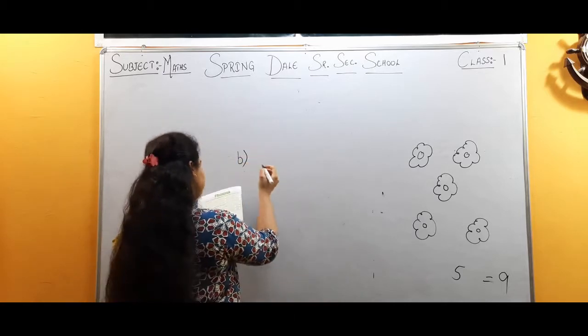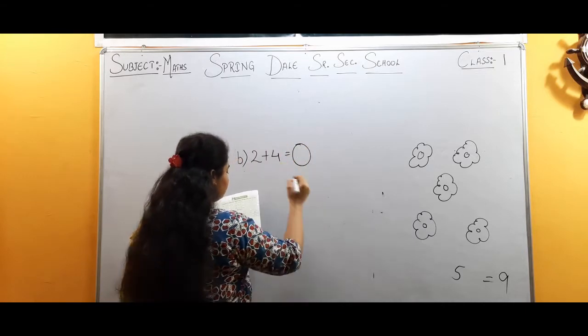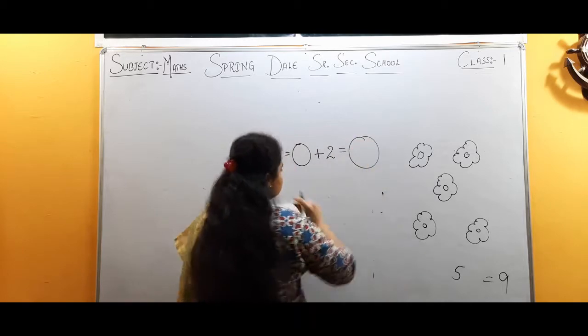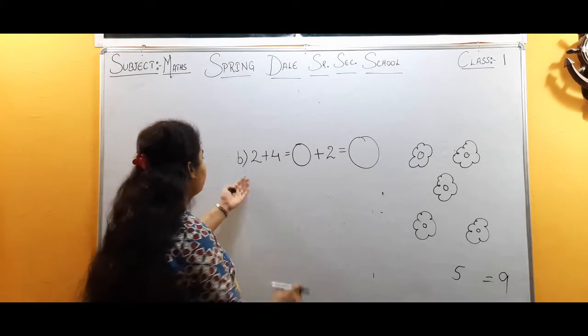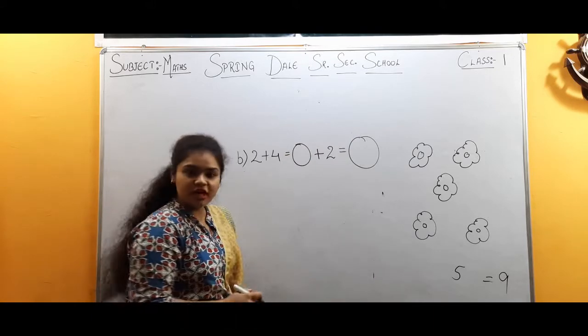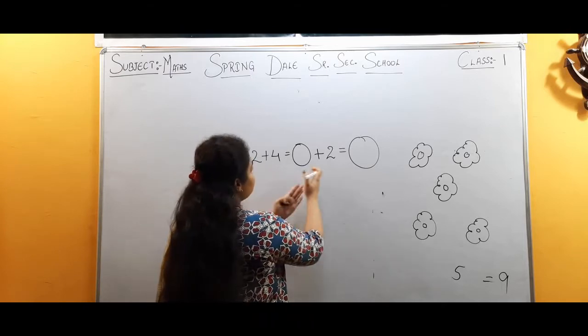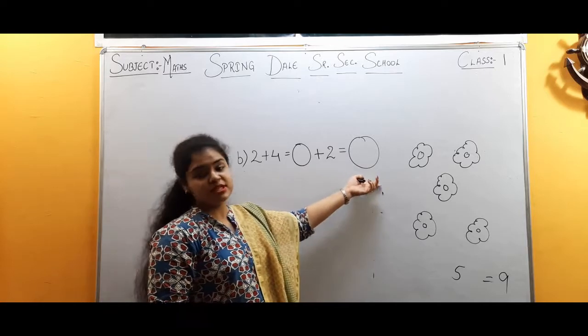We will just see. 2 plus 4 equals to one big circle, then plus 2 equals to one more big circle. Now what we have to do is 2 plus 4 कितना होता है? We know 6. But यही सेम नंबर हमें यहाँ पर भी लिखना है और फिर उन दोनों का सेम सम होना चाहिए.